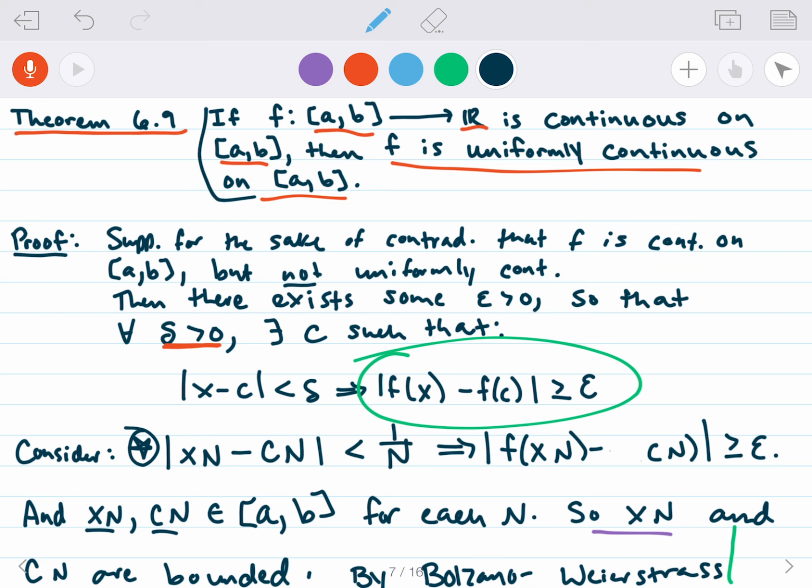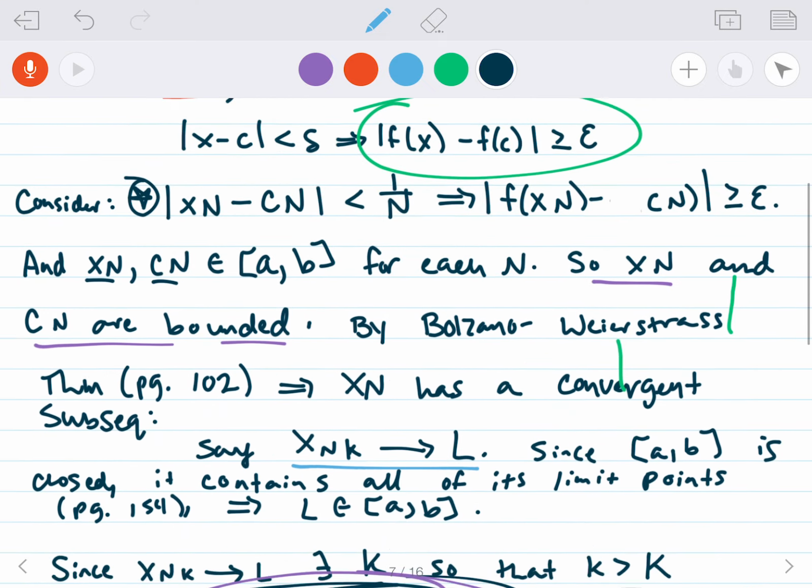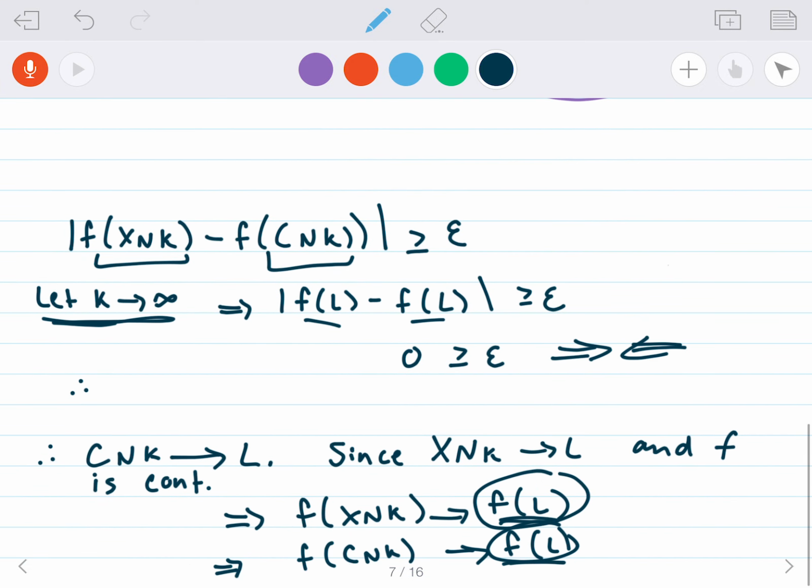Therefore, if you have a continuous function on a compact set [a,b], it will be uniformly continuous on that compact set. And so the result follows. The contradiction tells us that our original assumption that f was not uniformly continuous is wrong. So it must be uniformly continuous.